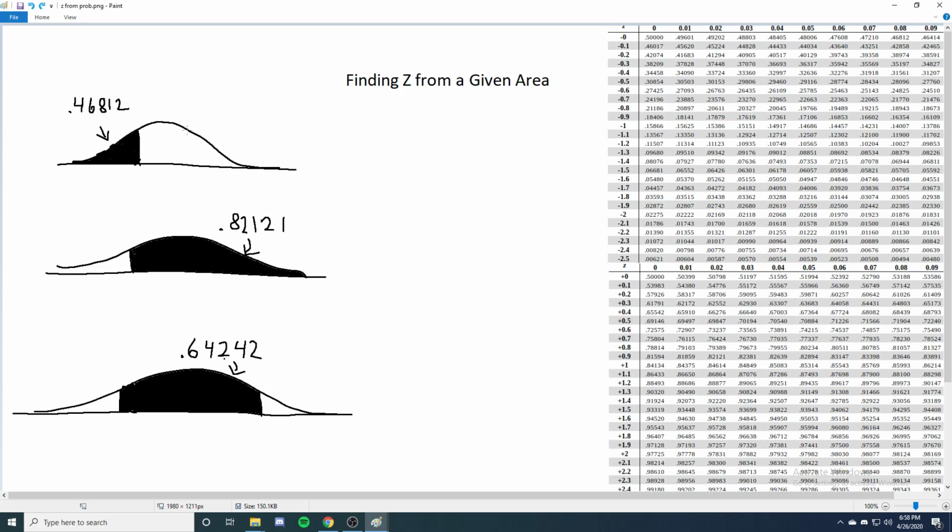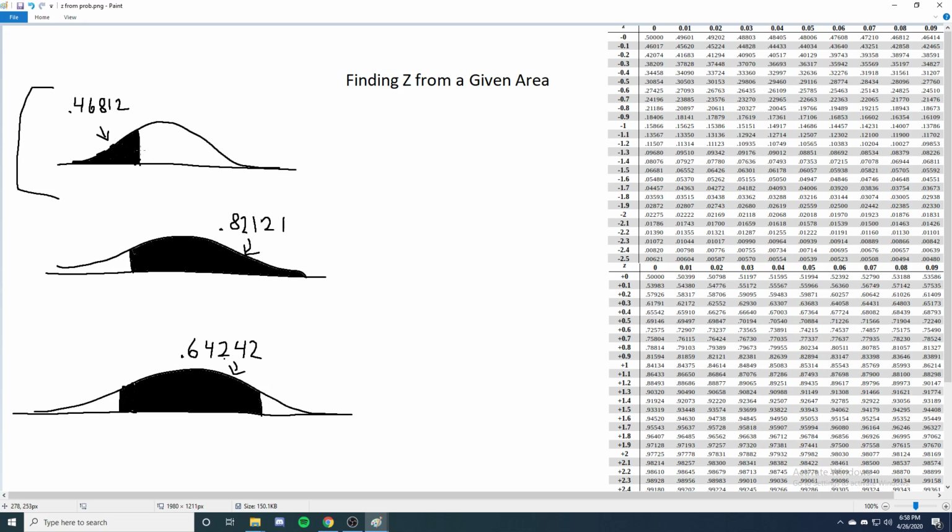In this video, we're going to go over how to find a z-value from an area that they give you. Remember that the area is generally the p-value. So we can take the areas that they give us and compare them to the table to figure out the z-values that correspond with them. So first, let's look at this problem.